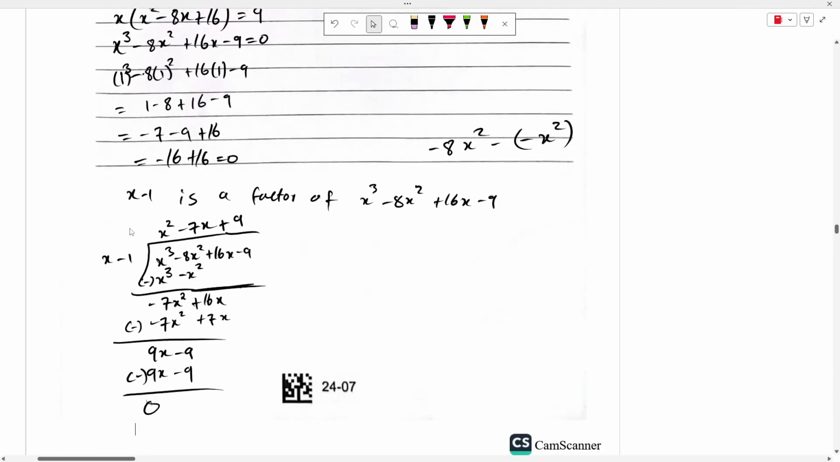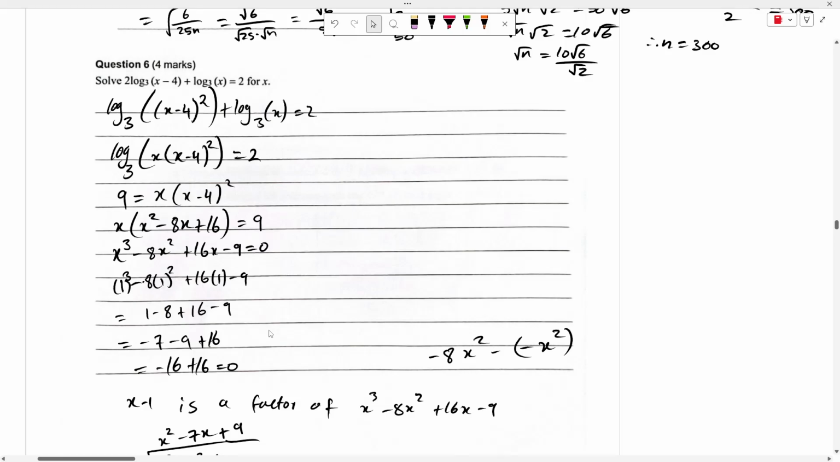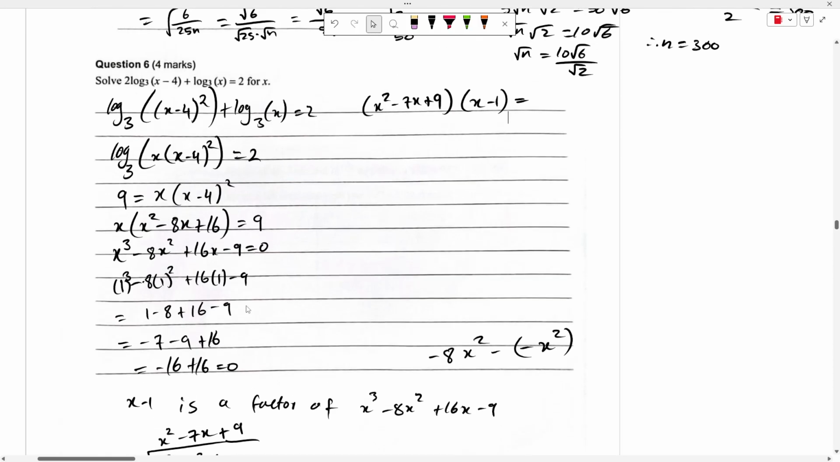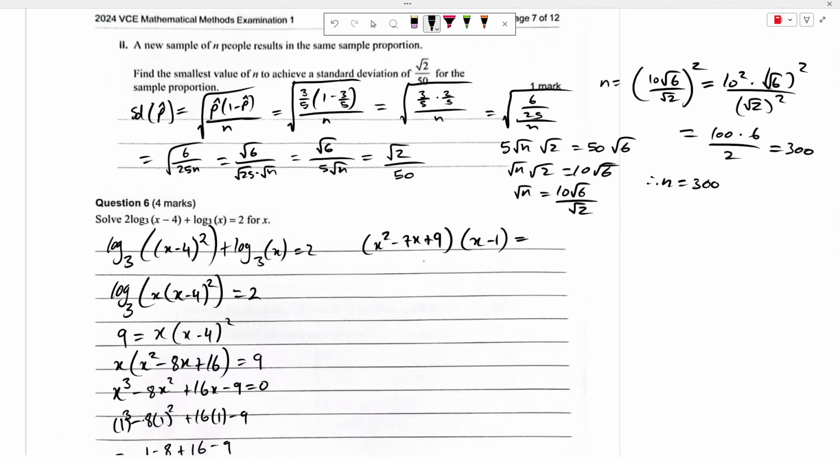So what does this mean? Well, this means that what we got right here, this quadratic, times this factor right here, is equal to our original function. So x squared minus 7x plus 9 times x minus 1 is our original function, which was equal to 0. Right? It was equal to 0. So using null factor law, we're getting x squared minus 7x plus 9 is equal to 0, or x is equal to 1.